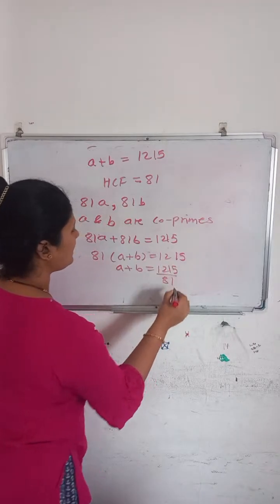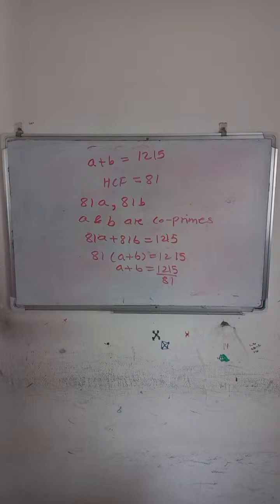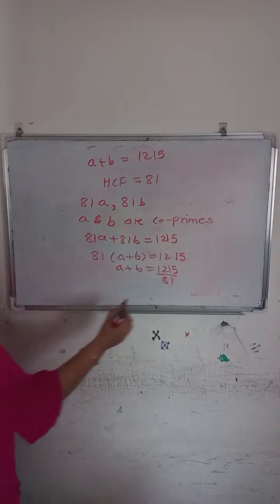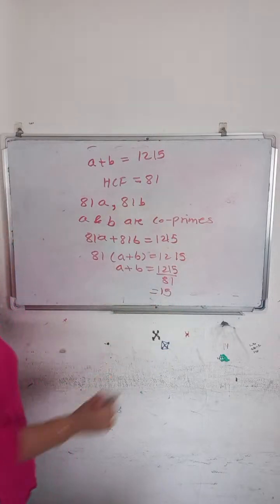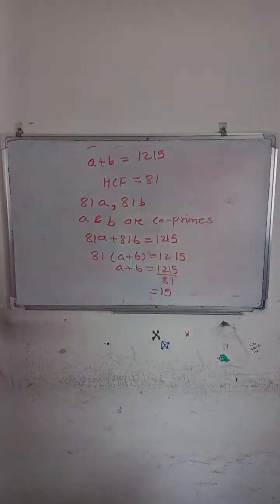1215 divided by 80. Okay, do this division and check. If we divide this, we get the answer 15. So here, as A and B are co-primes, the possible values of A and B we have to calculate.